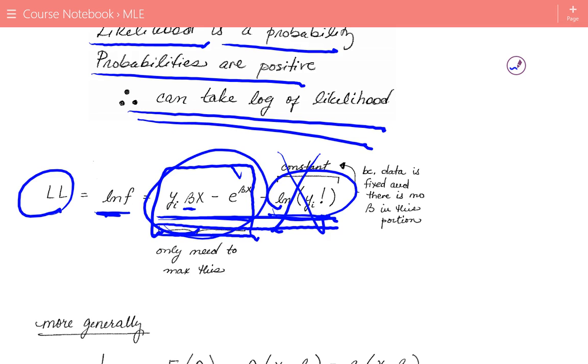So there's two parts. One is we only need the conditional likelihood sometimes. And moreover, we don't even need the full likelihood. We can drop those things that are constant.